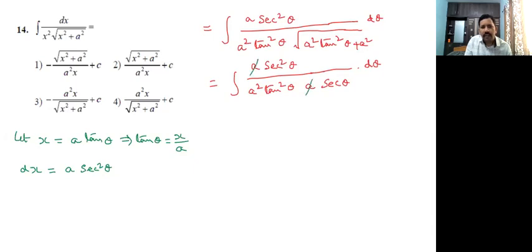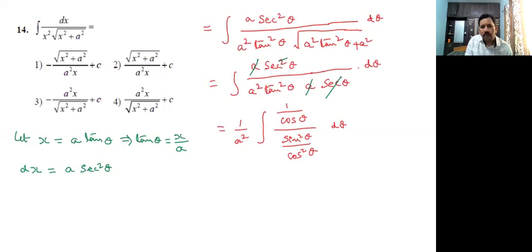A is cancelled. One of the secant theta terms is going to cancel. Remaining is secant theta divided by tan squared. That is converted into sine and cos terms. Now see what happened. 1 by a squared into secant theta means 1 by cos theta. Tan squared theta means sine squared theta divided by cos squared theta d theta.